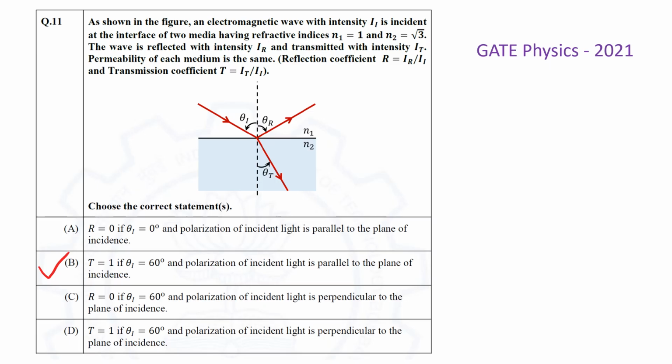According to our solution, the correct option for this MSQ is only option B, that is T equals 1, that is transmission coefficient equals 1 if angle of incidence theta I equals 60 degree and polarization of the incident light is parallel to the plane of incidence.